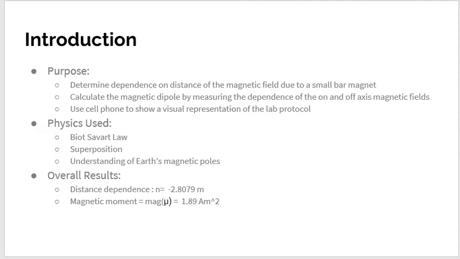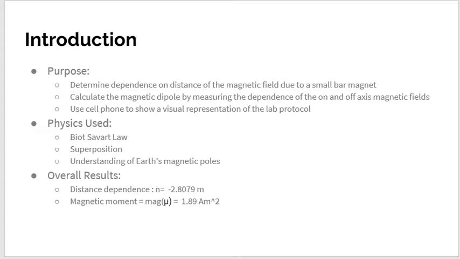During this experiment, a cell phone was used to measure the magnetic field distance dependence by locating the magnetometer chip in the phone to provide a visual reference for understanding how magnetic fields work. These values were compared to theoretical values modeled using VPython. To complete this experiment, principles from the Biot-Savart law, superposition, and understanding Earth's magnetic poles were used in calculations.